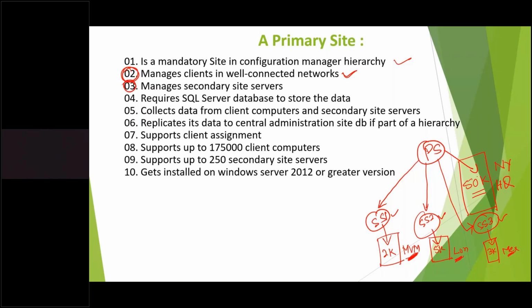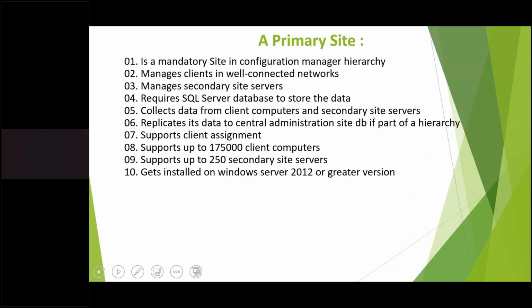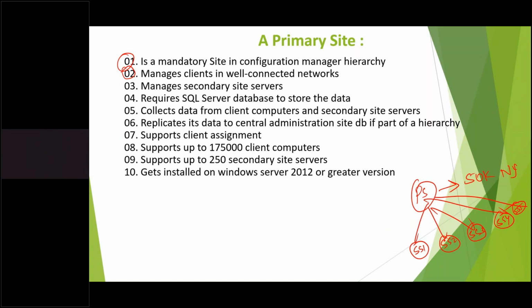So it will be managing these 50,000 devices. Talking about the primary site, it is managing these 50,000 devices, plus it will be managing secondary sites in the branch offices as well. So it's a mandatory site. It manages client machines in a well-connected network. Let's say it is managing these 50,000 devices in New York, plus it will also be managing secondary sites, for example SS1, SS2, SS3 in branch offices, SS4, SS5.